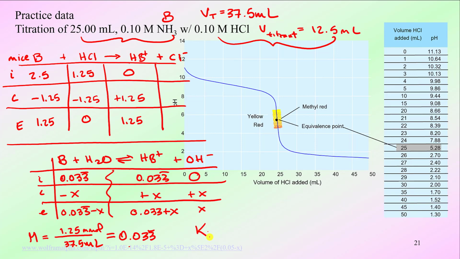Because this is a KB reaction, KB is going to be 0.033 plus x times x divided by 0.033 minus x, and these 3's are repeating. When I do the calculation, I'll plug those in. Now, this KB value, the one I've used before, is 1.8 times 10 to the minus fifth. I know that looks just like the one for acetic acid. It's just a coincidence, but it's the one we use all the time.